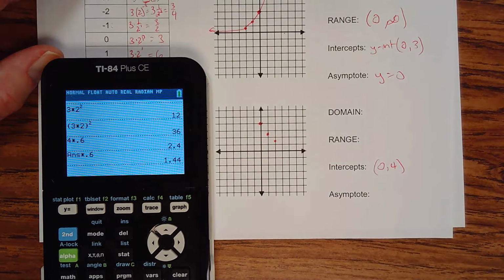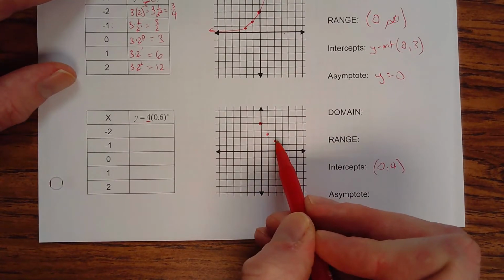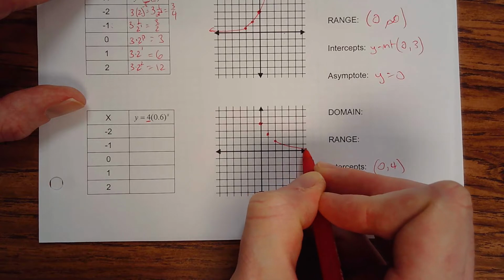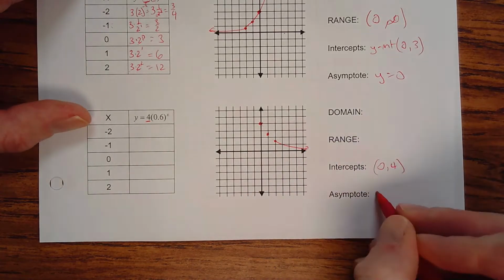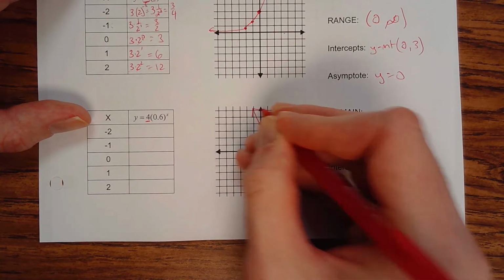You kind of start seeing a pattern here. If I keep taking 60% of something, I get something. So even though this is going to be going down, it never equals 0. So there's that asymptote there. The asymptote is y equals 0. This will keep going to the left like that.